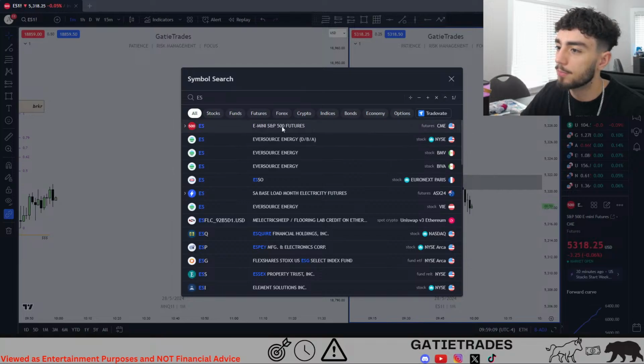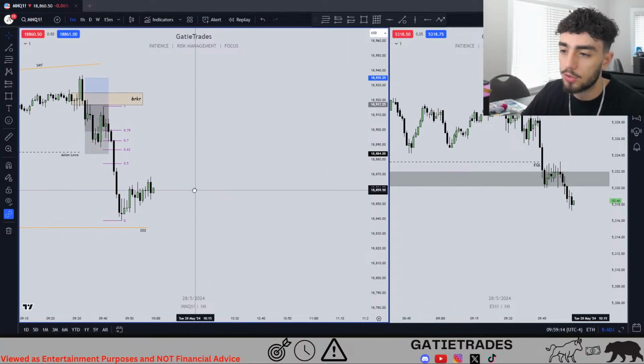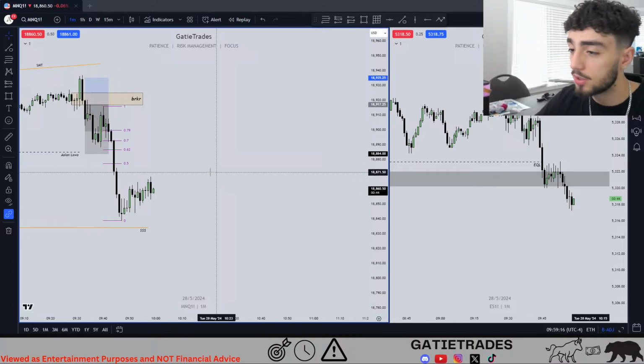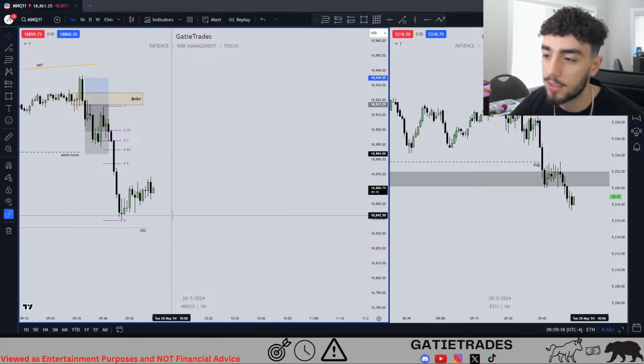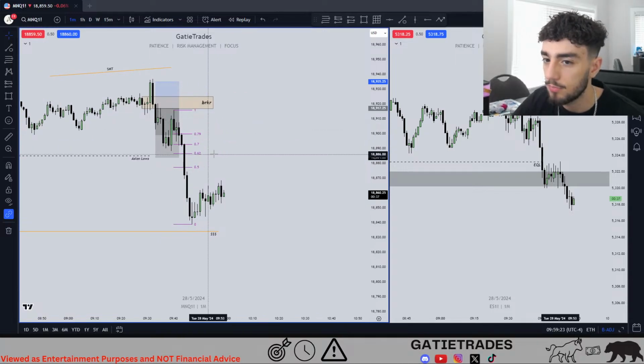So, let's open ES back up here. Still the S&P at the lows. Some people will see this as a reversal. Personally, I see this as a way to go higher to go lower. That's just me.